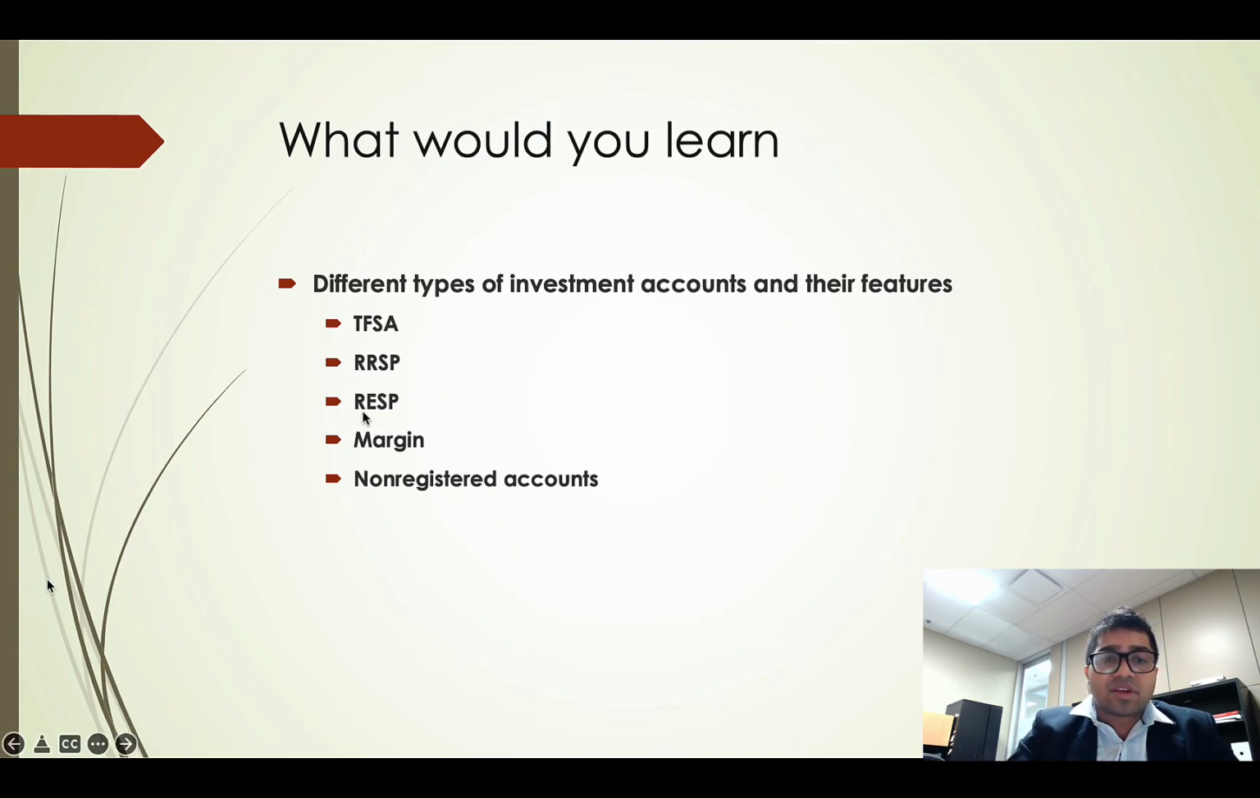Then we'll talk about the registered education savings plan. This type of account is for your children, and we'll cover how you can plan your children's education and take government grants, that is, use the government's money to invest. We'll talk about margin accounts, where you can borrow money against your investments and then invest again, and we'll also talk about non-registered accounts. These are the different types of accounts you can open with an investment dealer, a broker or a bank. So we'll talk in detail about the different types of accounts at the start of the course.